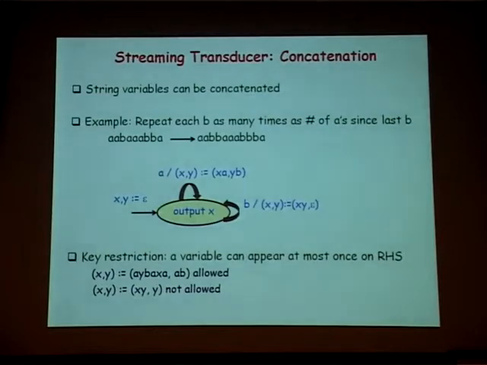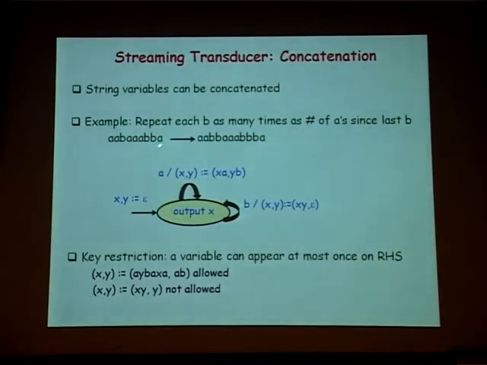So we also allow concatenation of variables. Here is a simple example. What we want to do is repeat each b as many times as the number of a's since the last b. For example, look at this block AAB. I want to transduce this to AABB. So the number of times I want to repeat b is equal to the number of a's I have seen so far. So this block AAAB gets transduced to AAABBB.